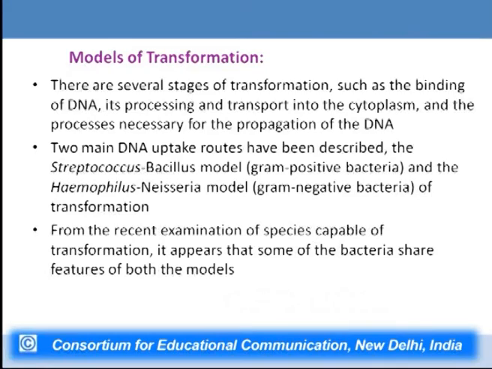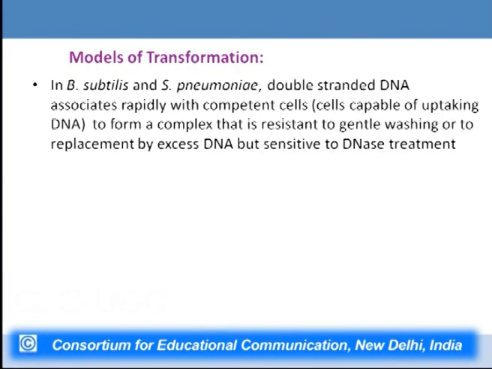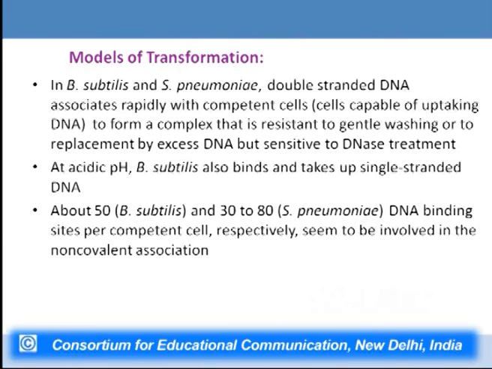From the recent examination of species capable of transformation, it appears that some of the bacteria share features of both the models, that is Streptococcus and Haemophilus models. In Bacillus subtilis and Streptococcus pneumoniae, double-stranded DNA associates rapidly with competent cells to form a complex that is resistant to gentle washing or to replacement by excess DNA, but it is sensitive to DNase treatment. At acidic pH, Bacillus subtilis also binds and takes up single-stranded DNA. About 50 and 30 to 80 DNA binding sites per competent cell are present in Bacillus subtilis and Streptococcus pneumoniae respectively, and these seem to be involved in non-covalent association.